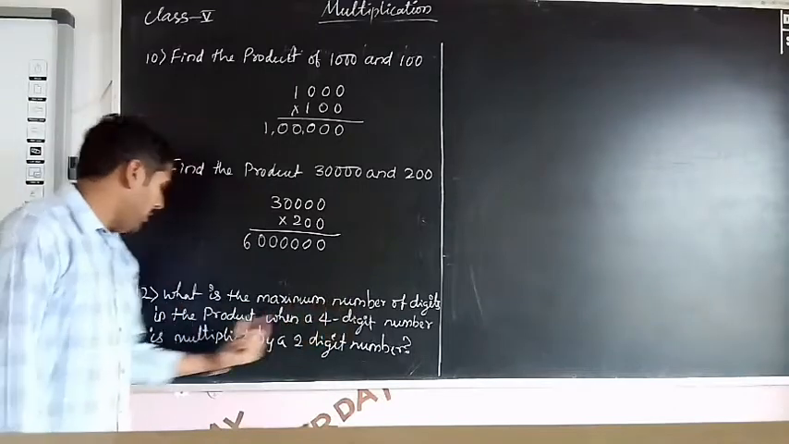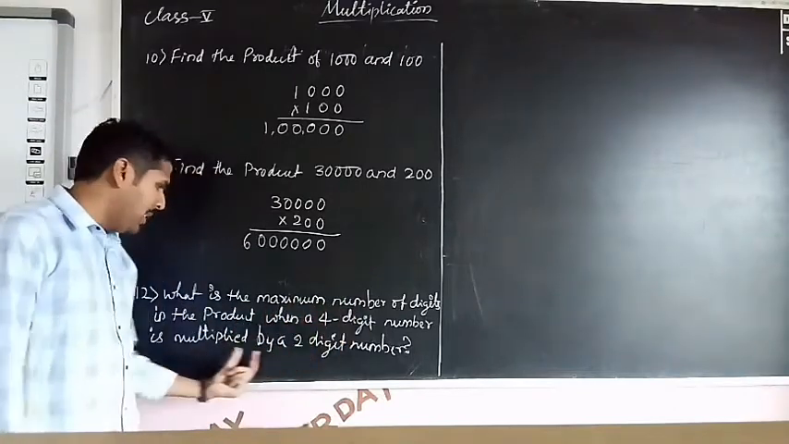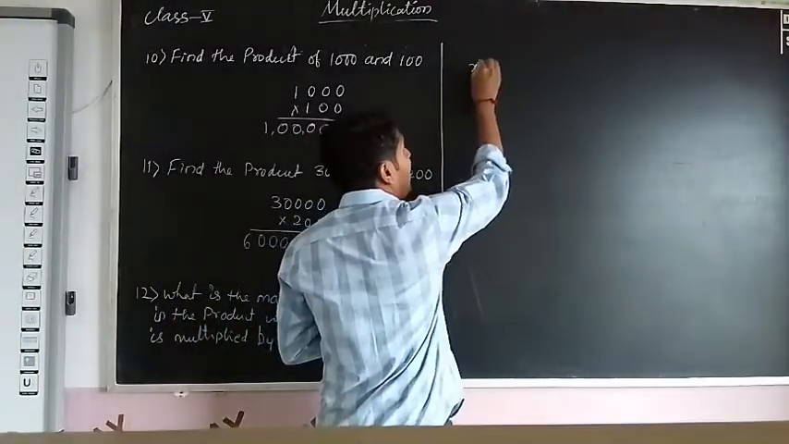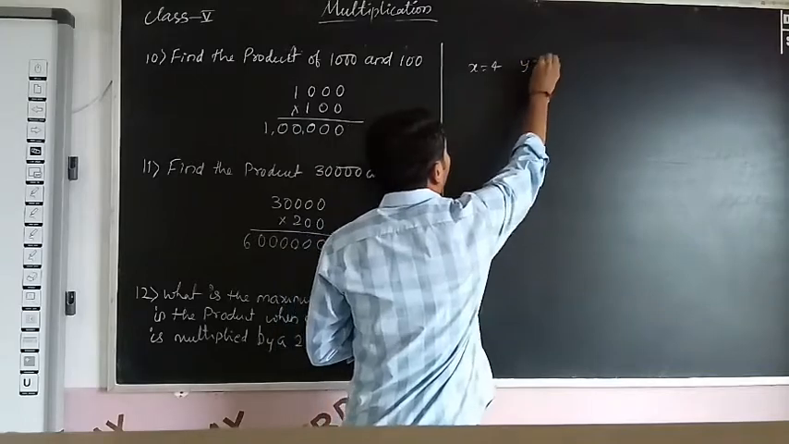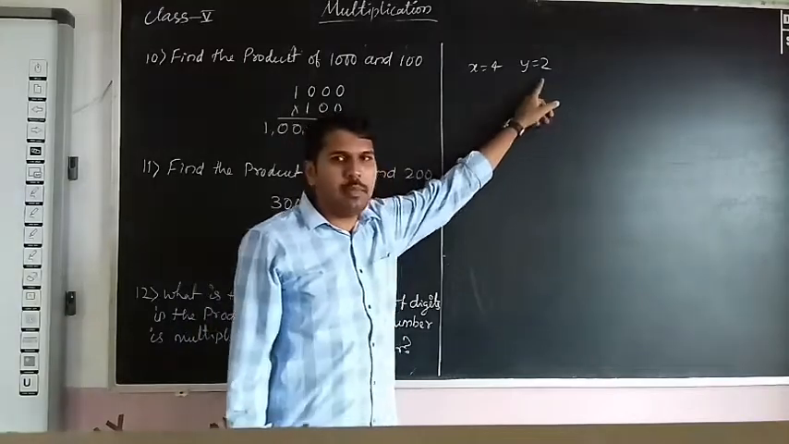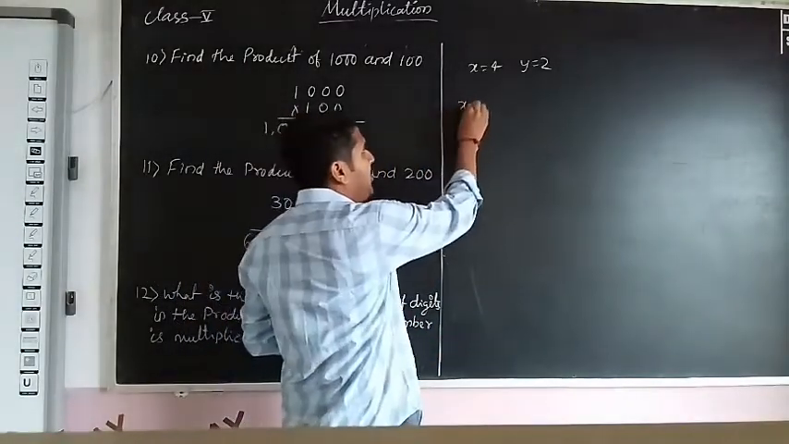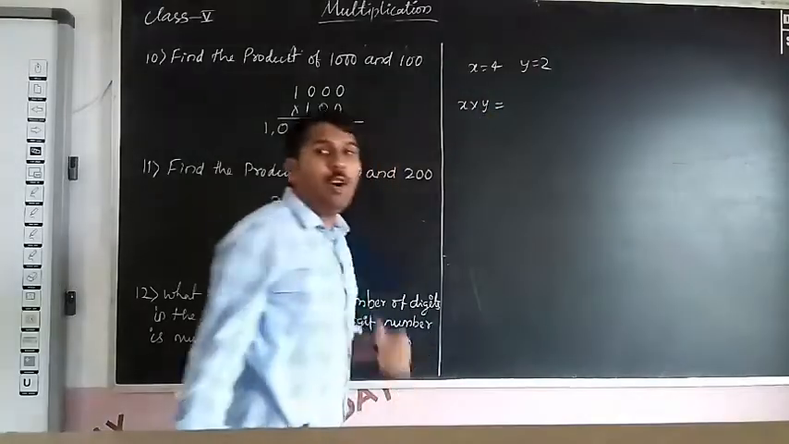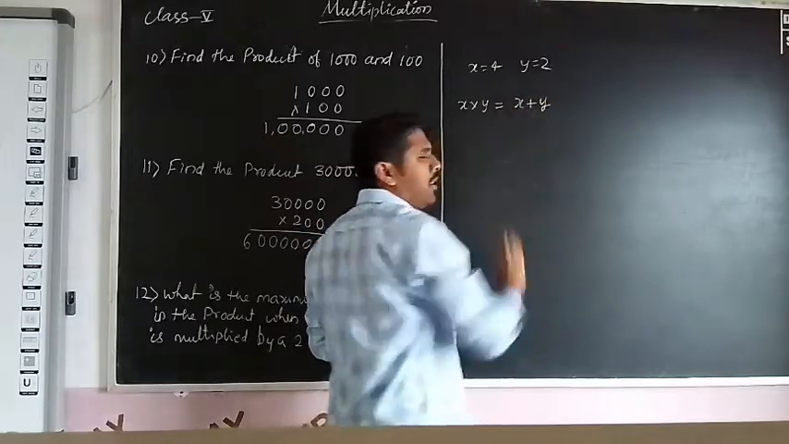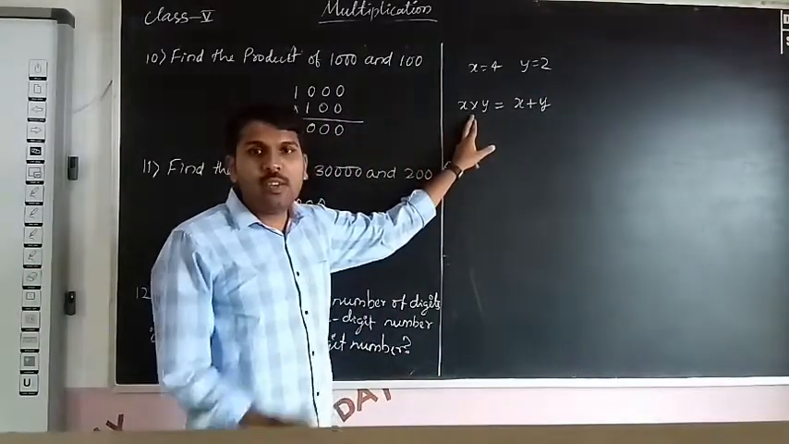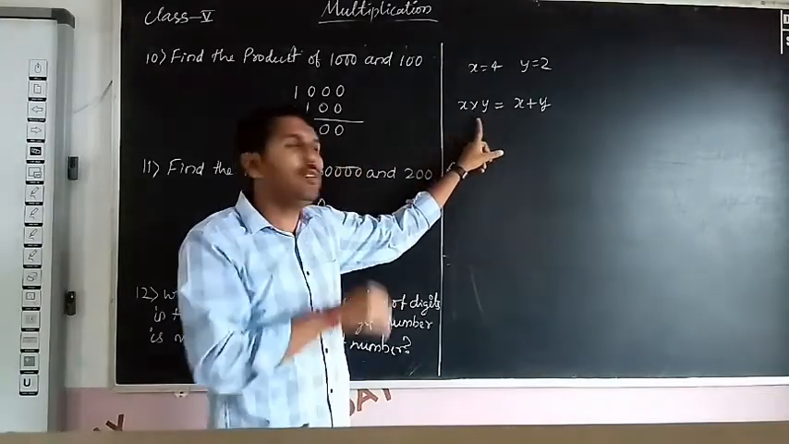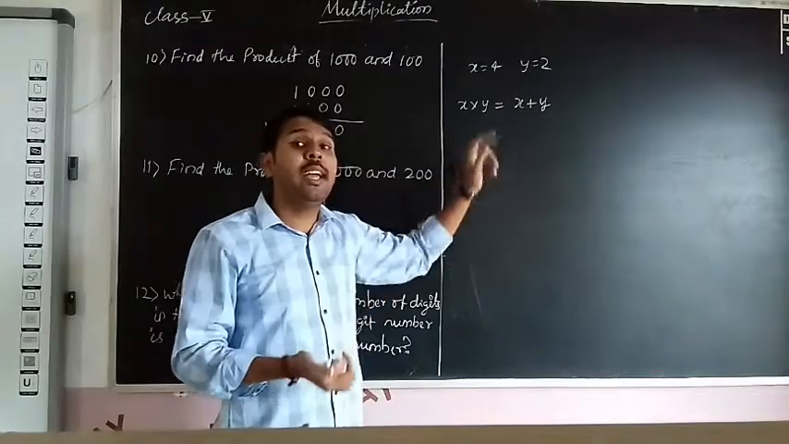So 12th one. What is the maximum number of digits in the product when a 4-digit number is multiplied by a 2-digit number? So 4-digit number means that is x, and x equals 4, y equals 2. Why? Because x-digit number. So this is a 4-digit number and a 2-digit number. If you multiply this one, x into y, you will get how many digit number? Maximum equals x plus y. Why? X into y is not more than x plus y.